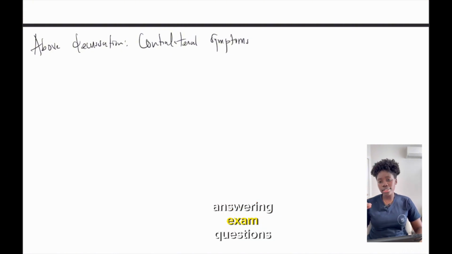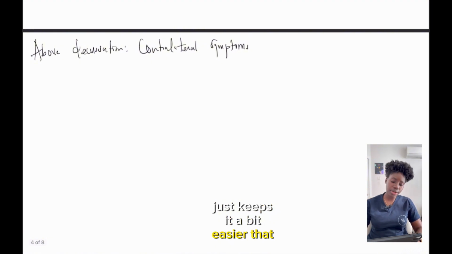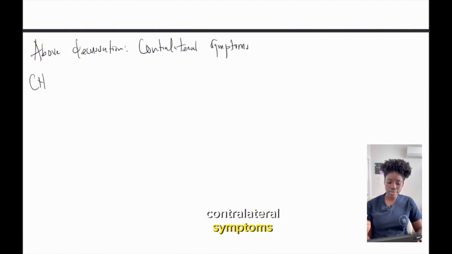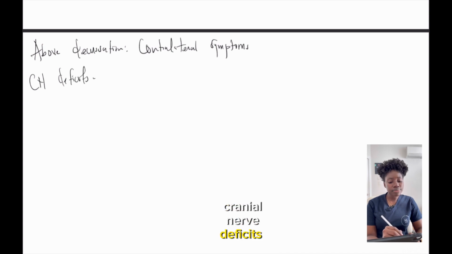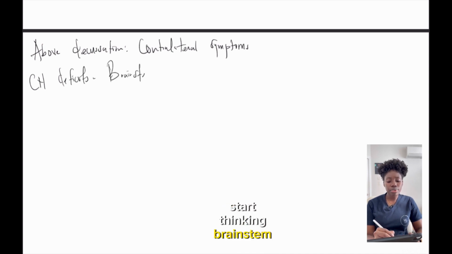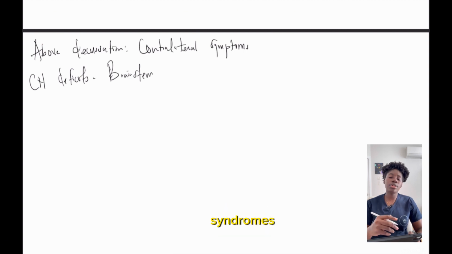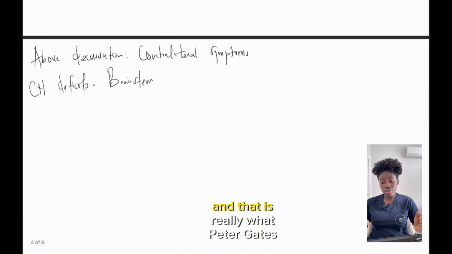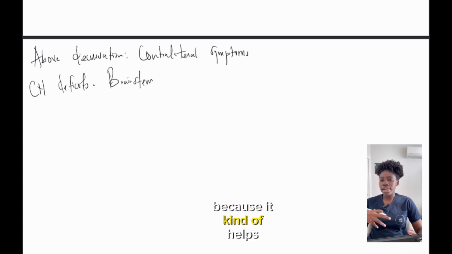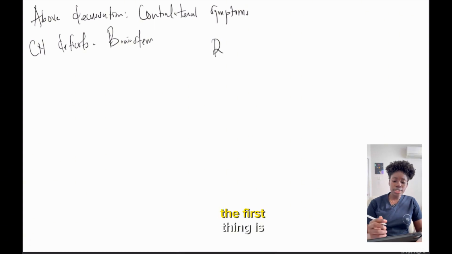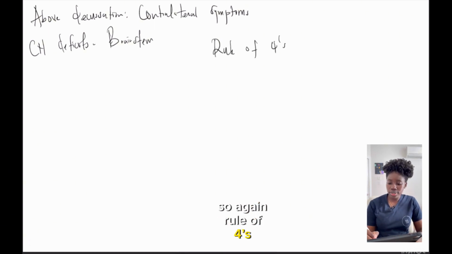For the sake of answering exam questions and really in real life, I always think of every higher than spinal cord level pathway lesion as contralateral, right? It just keeps it a bit easier that way. So above decussation, contralateral symptoms. Once you start seeing cranial nerve deficits, start thinking brainstem. So there are vascular syndromes for stroke in the brainstem, and that is really what Peter Gates tried to deconstruct by putting this rule of fours into place, because it helps neurologists, non-neurologists, and medical students. It simplifies it a little bit. So the first thing is, so again, rule of fours.